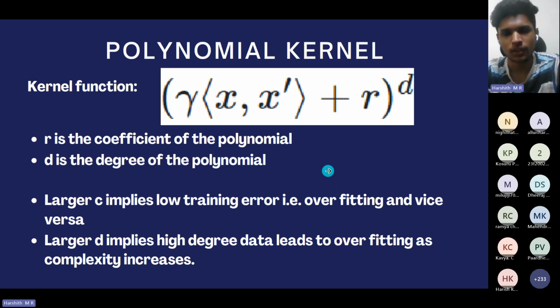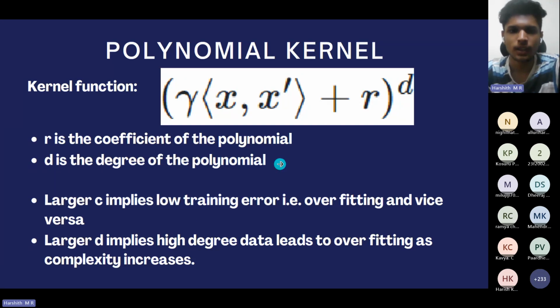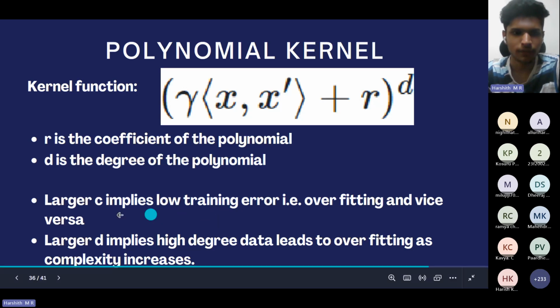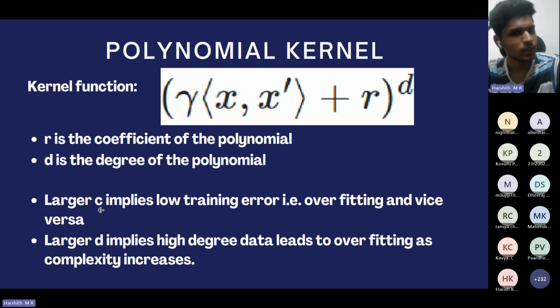So that is how your model complexity varies with D value. As you increase the D value, it will also increase the complexity, as well as lead to overfitting. We'll see how this leads to overfitting in the next slide. Similar to the linear case, there is also a variable called C, which will lead to lower training error. Larger C will lead to lower training error, implying overfitting, and vice versa. So that is how these parameters that we define in the modeling case would affect your solution.